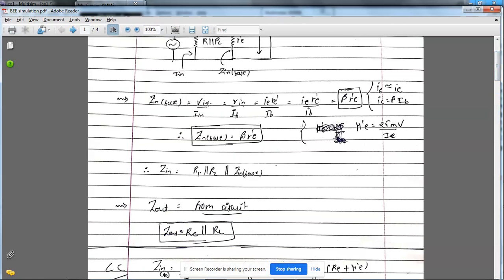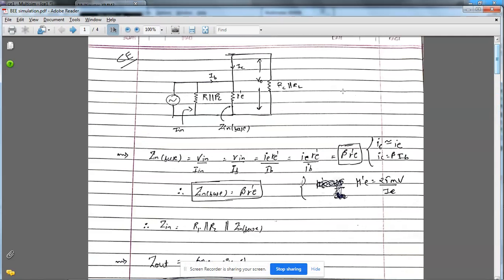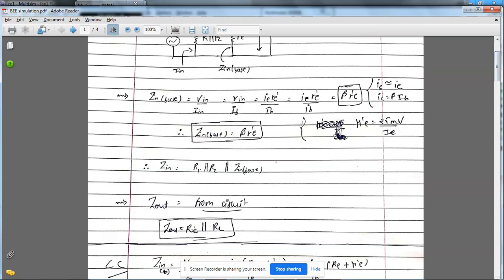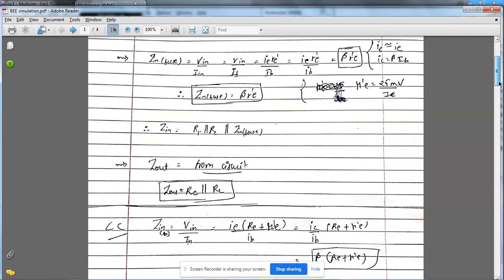And the input current here, as you can see in the figure, is IB. So we write IB. Now we know that IE equals IC plus IB, but IB is negligible, so we can write IE almost equals IC. So here IC is written, and IC by IB equals beta. We know, so this Z in base equals beta times RE dash. So the whole impedance can be given like this. Similarly, for output impedance, RC parallel to RL. RL is load resistance, and if load resistance is not present, then Z output equals RC only.